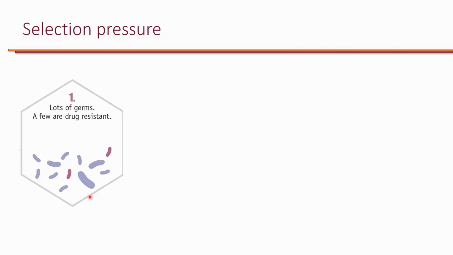Now, whether colonized or as part of normal flora, bacteria occasionally can have resistant genes. So let's say the red bacteria here are resistant to antibiotics and the blue ones are susceptible. And keep in mind that this is just part of the flora, not necessarily an infection.